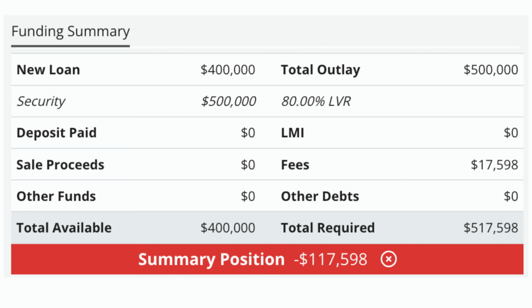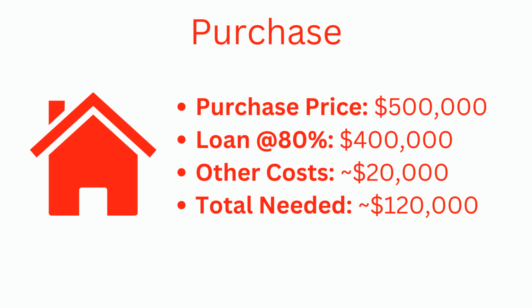To purchase a home with no deposit, you can use equity. Let's start by calculating the amount of money you'll need to contribute, including your deposit and all the associated costs, based on an 80% loan-to-value ratio. So, as an example, if you plan to buy an investment property in Brisbane, you'll need about $120,000 for your 20% deposit plus additional costs.